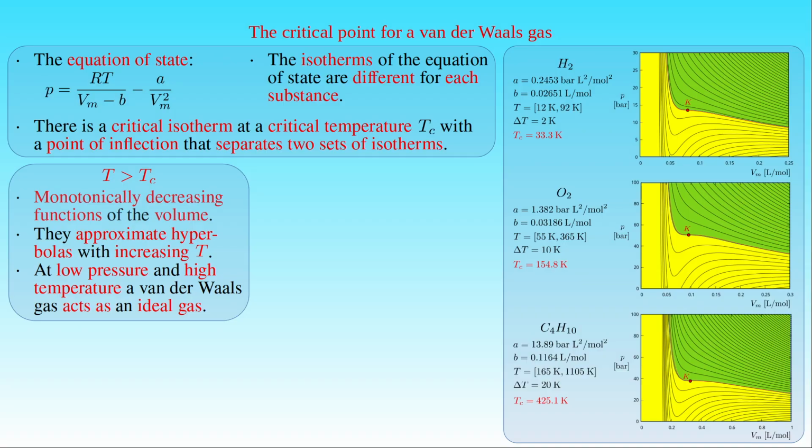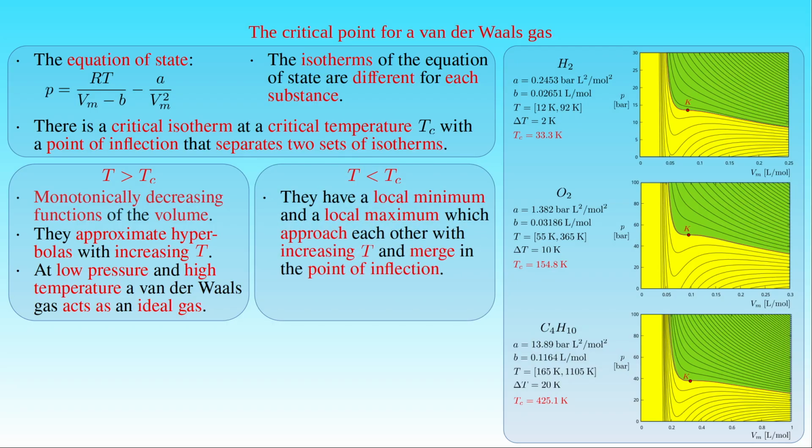The second set of isotherms running in the yellow region belong to temperatures lower than the critical temperature Tc of the gas. These isotherms have a local minimum and a local maximum which approach each other with increasing temperature, and merge in the point of inflection, that is the critical point K at the critical temperature.